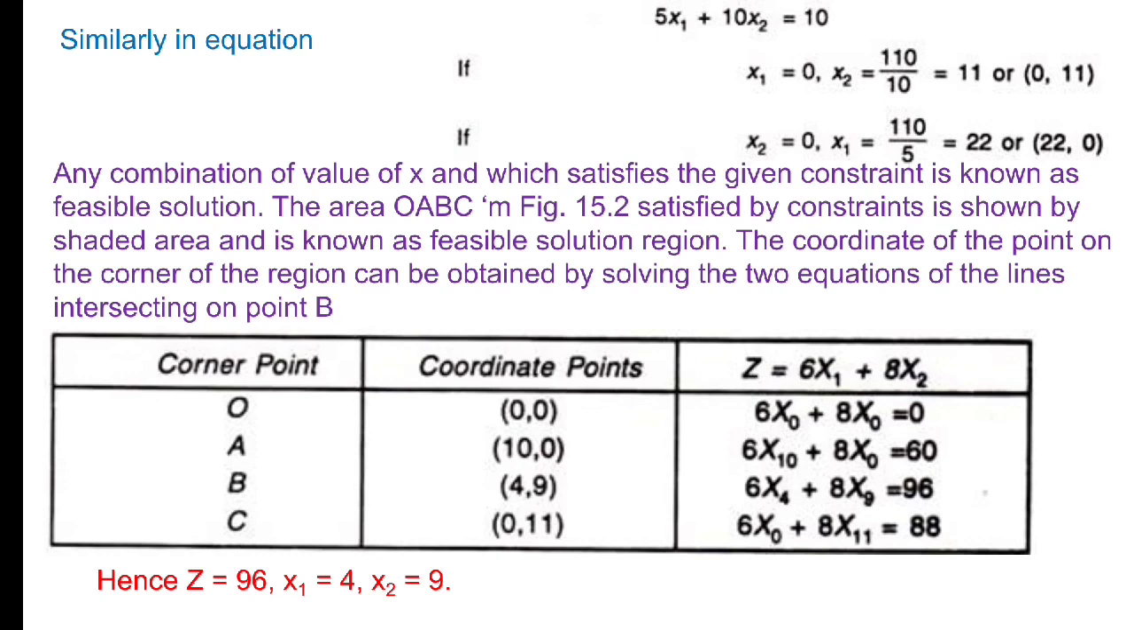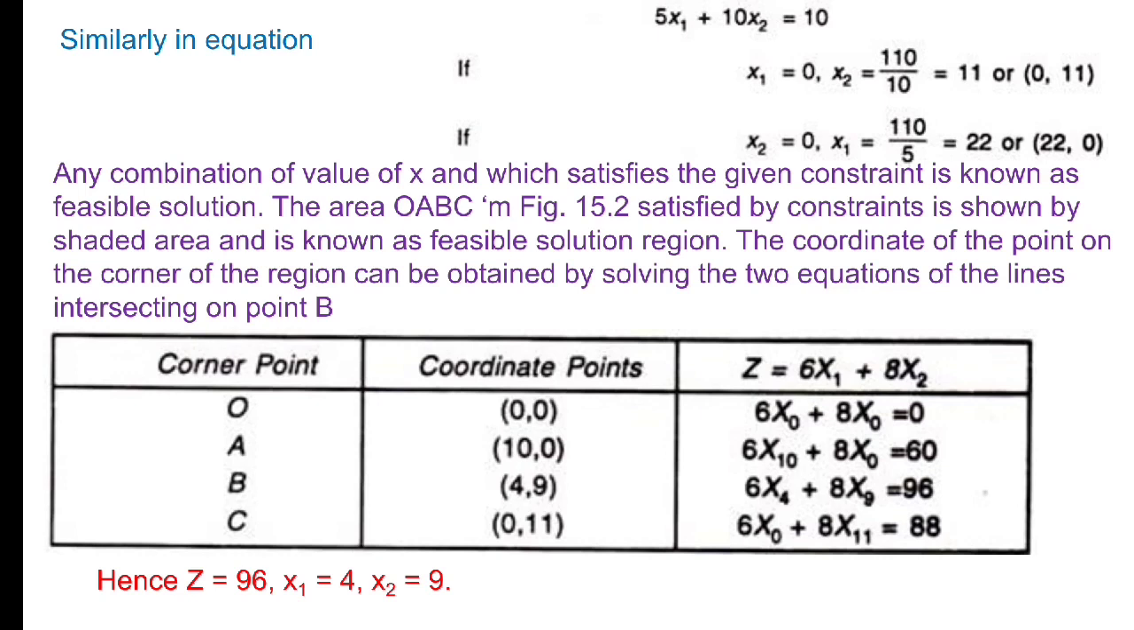Substitute that, in that the values will come. 0 comma 0, if you substitute, 0 will come. 10 comma 0, if you substitute, 60 will come. 4 comma 9, if you substitute, you get 96. 0 comma 11, if you substitute, you will get 88.